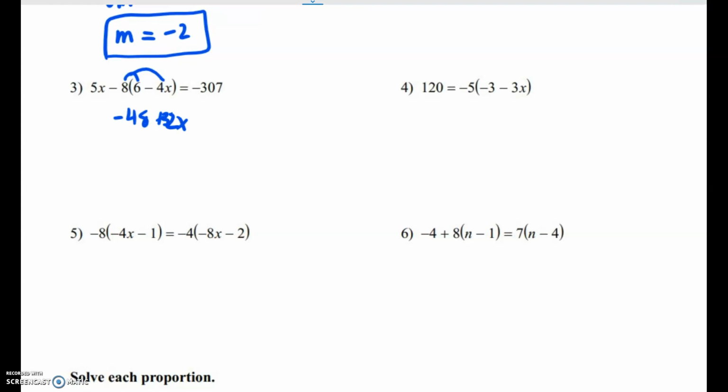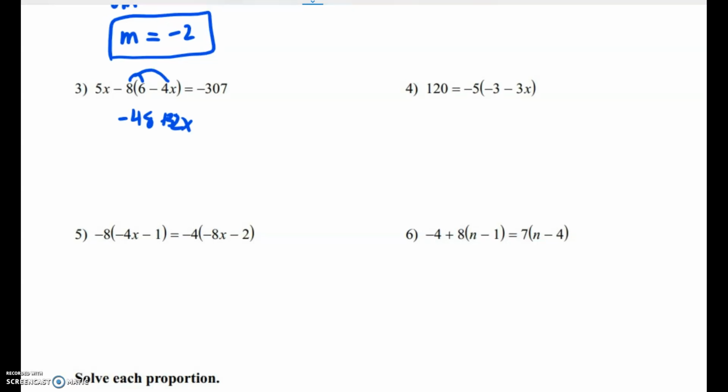So as I was saying, I distributed the -8 to both terms. I got -48 plus 32x. I'm going to bring down what I have left. Equals -307, and out in front I have my 5x. On the same side of the equal sign, I've got two different x terms, 5x and 32x. So if I put those together, they're both positives. So that's going to give me a 37x. Still have my -48 equals -307.